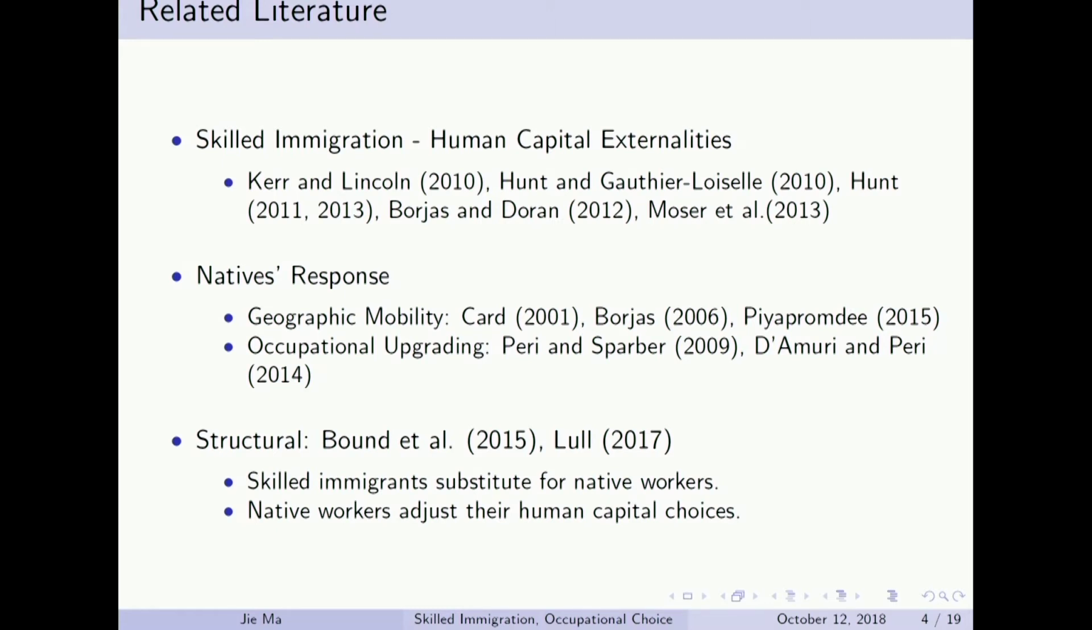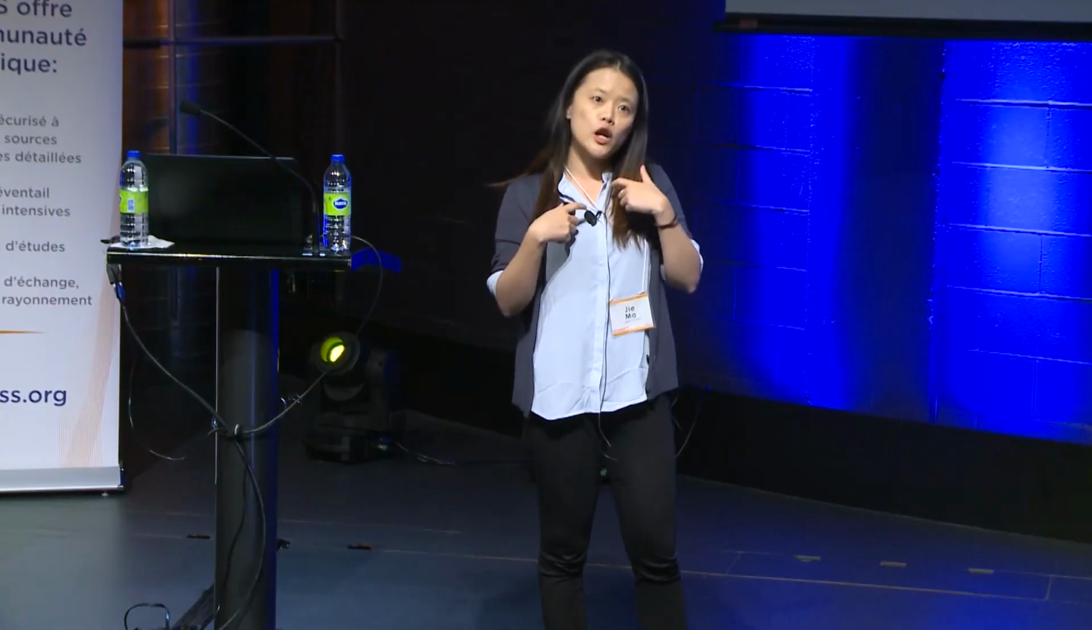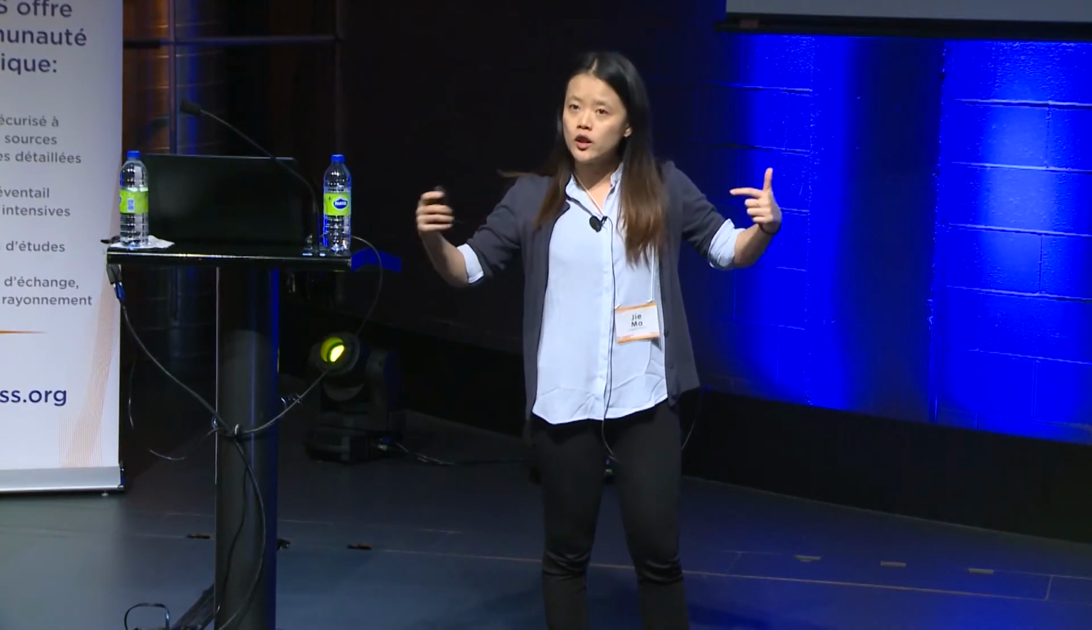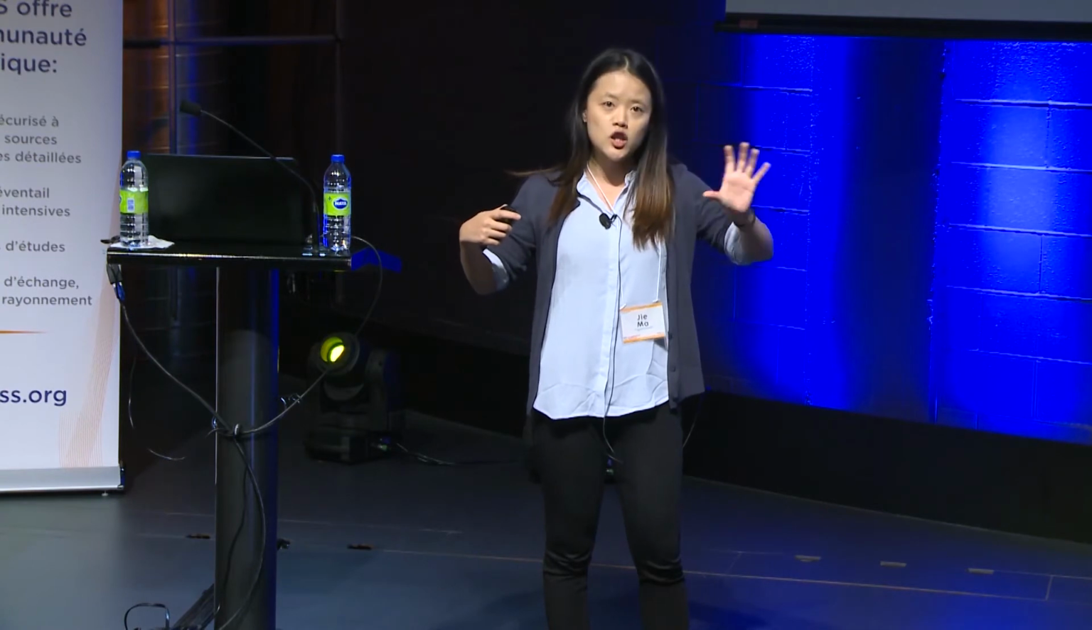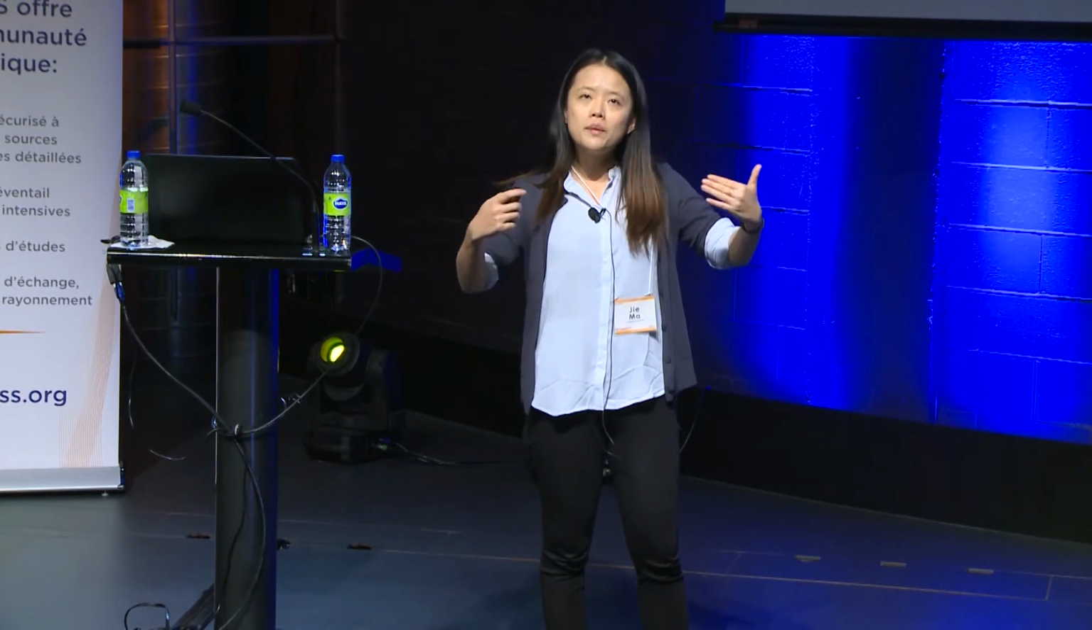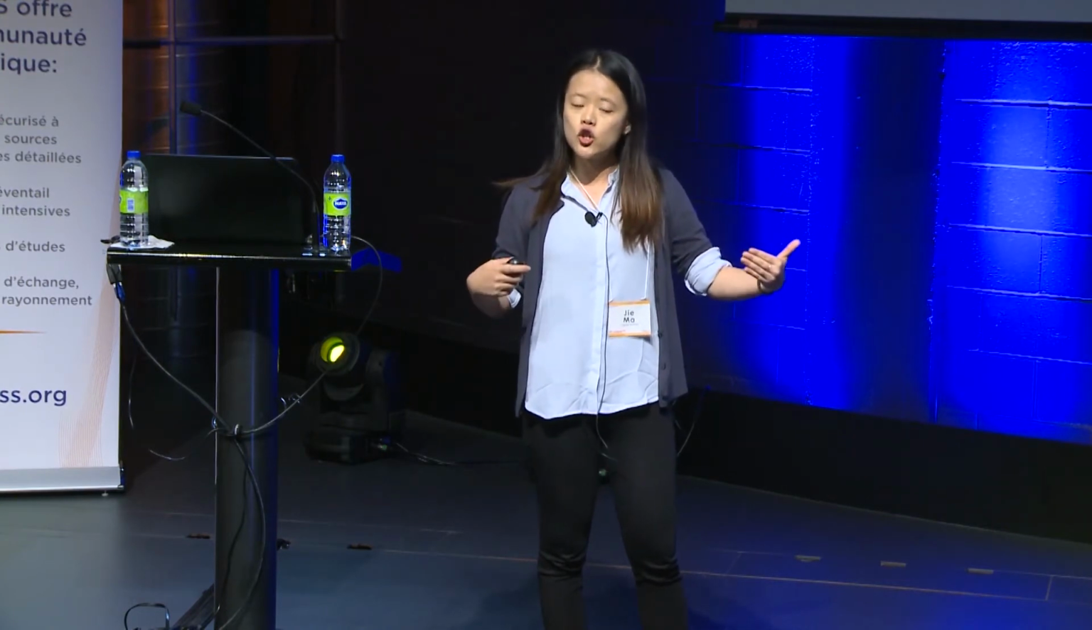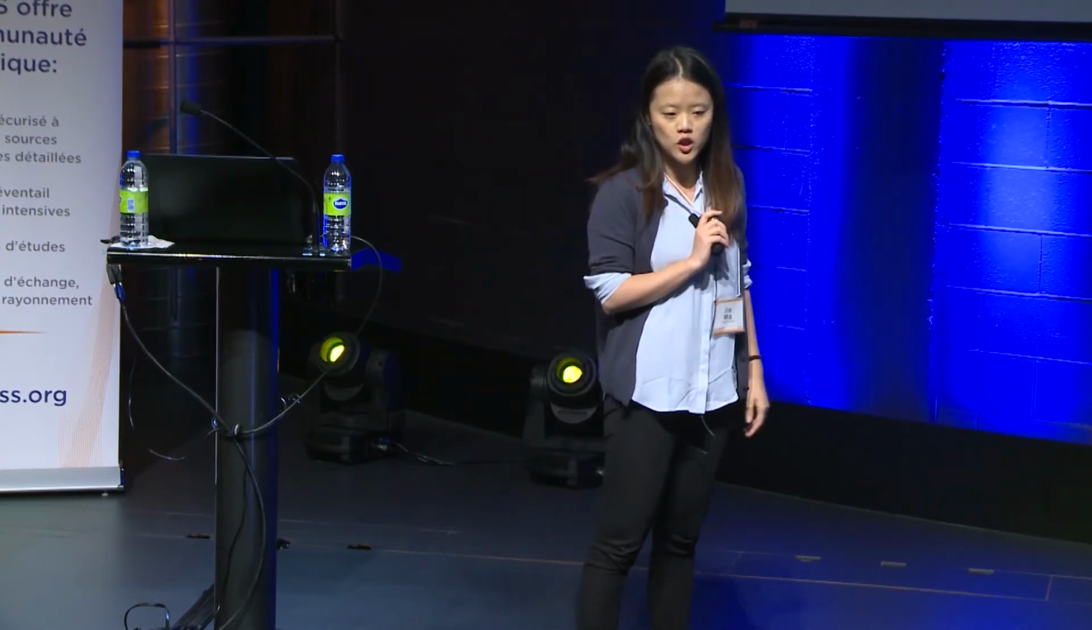There are only two structural papers in the literature trying to study the mechanism behind this: the Bond 2015 paper and the Lau 2017 paper. How does my paper differ from theirs? The Bond paper is in essence a partial equilibrium model, only focusing on one occupation group, while I'm trying to incorporate more than one occupational group. I'm trying to see these migrations across different occupations. How does this help the local labor market absorb shocks from immigration?